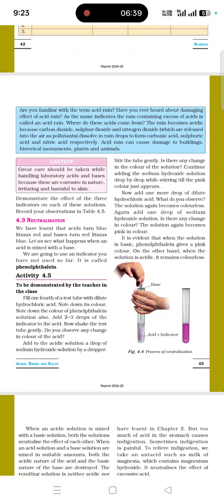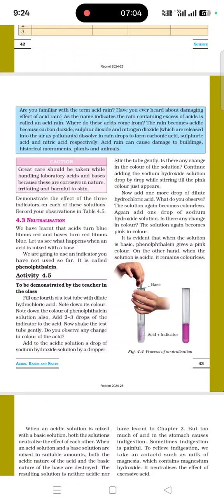The color of that was noted down. Next we are going to add phenolphthalein, which is an indicator. Add 2 to 3 drops of indicator to the solution. Now if we gently shake, what is the color change you are going to observe? If we see, the phenolphthalein, in reaction with the acid, doesn't show any color change, it is colorless.